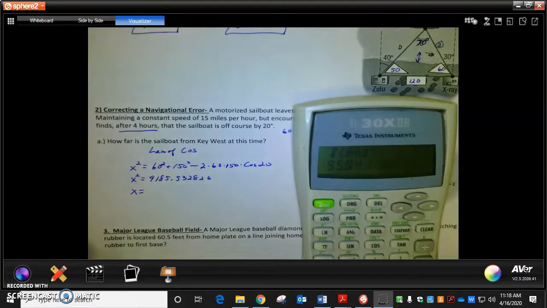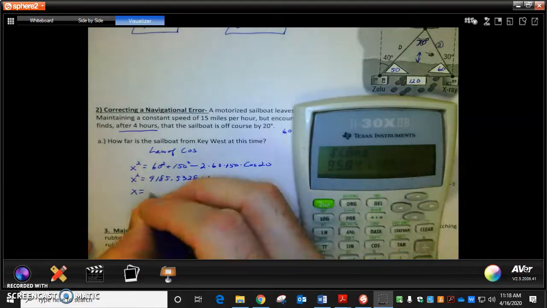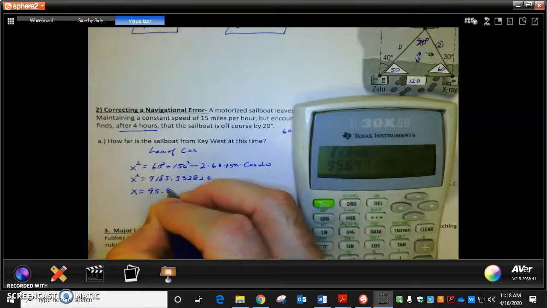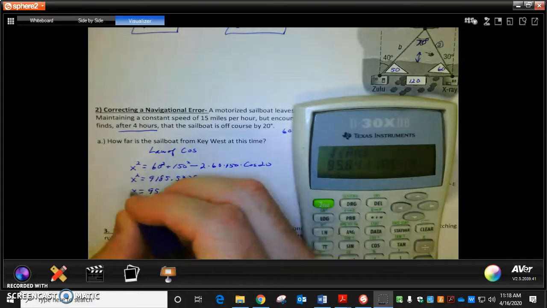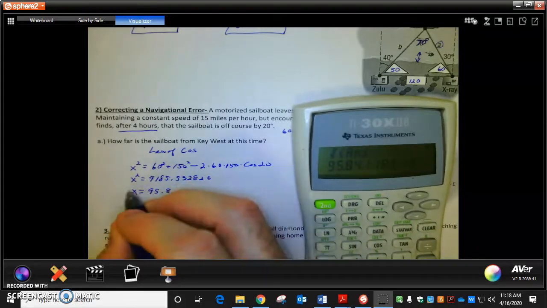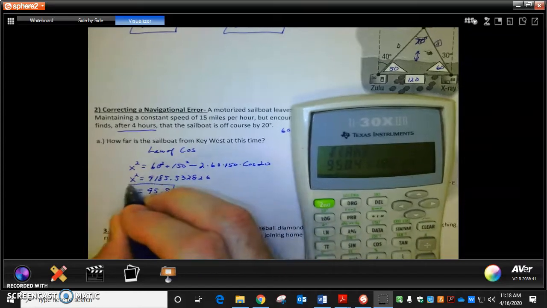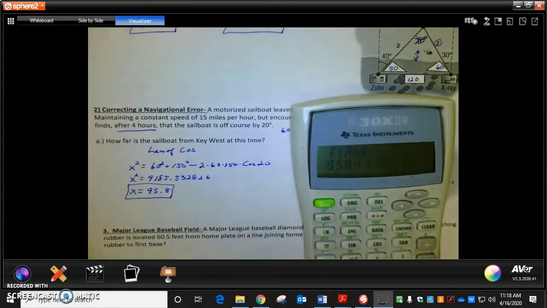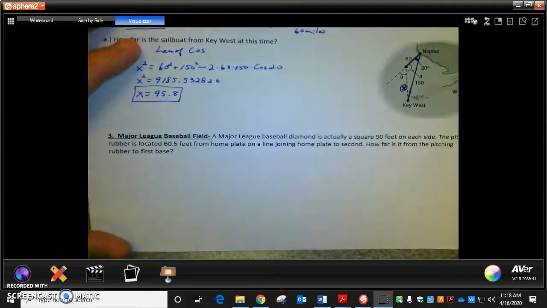And we get 95. So now we want to round. So 95.8. So wait as long as you can. Wait until your last step to round, and that'll make sure you don't get a rounding error in the middle of your question. Okay? All right, this last one we need to draw a picture.